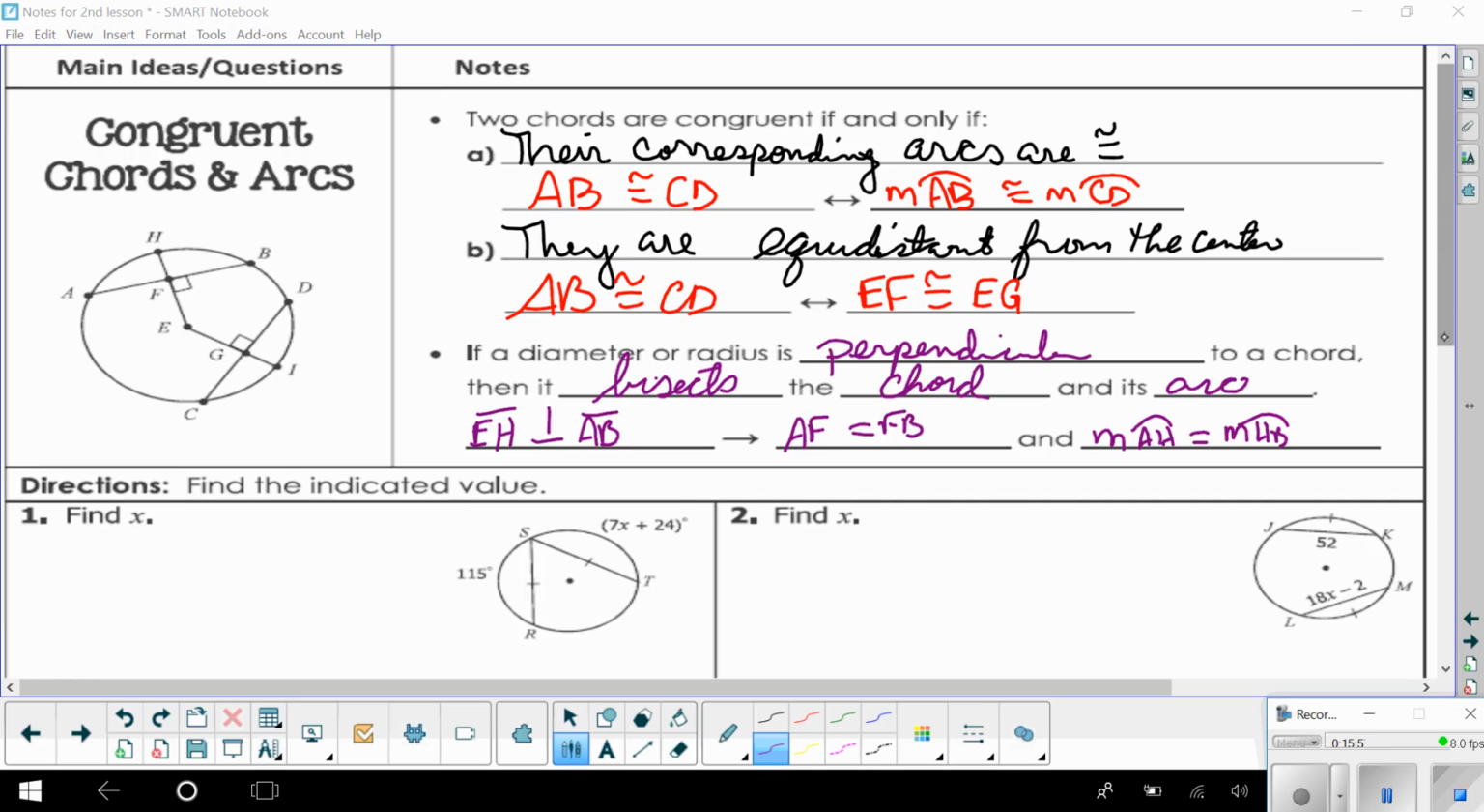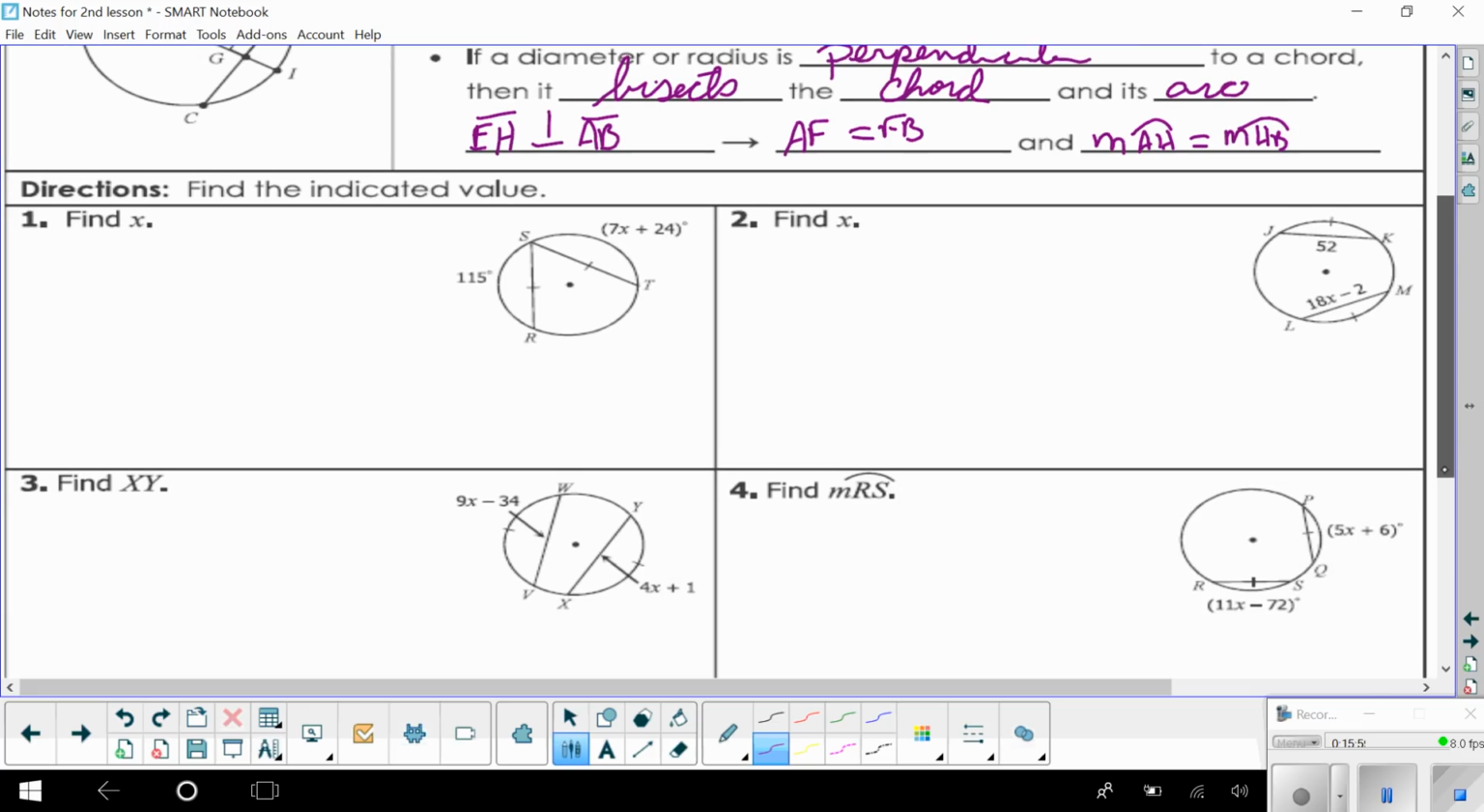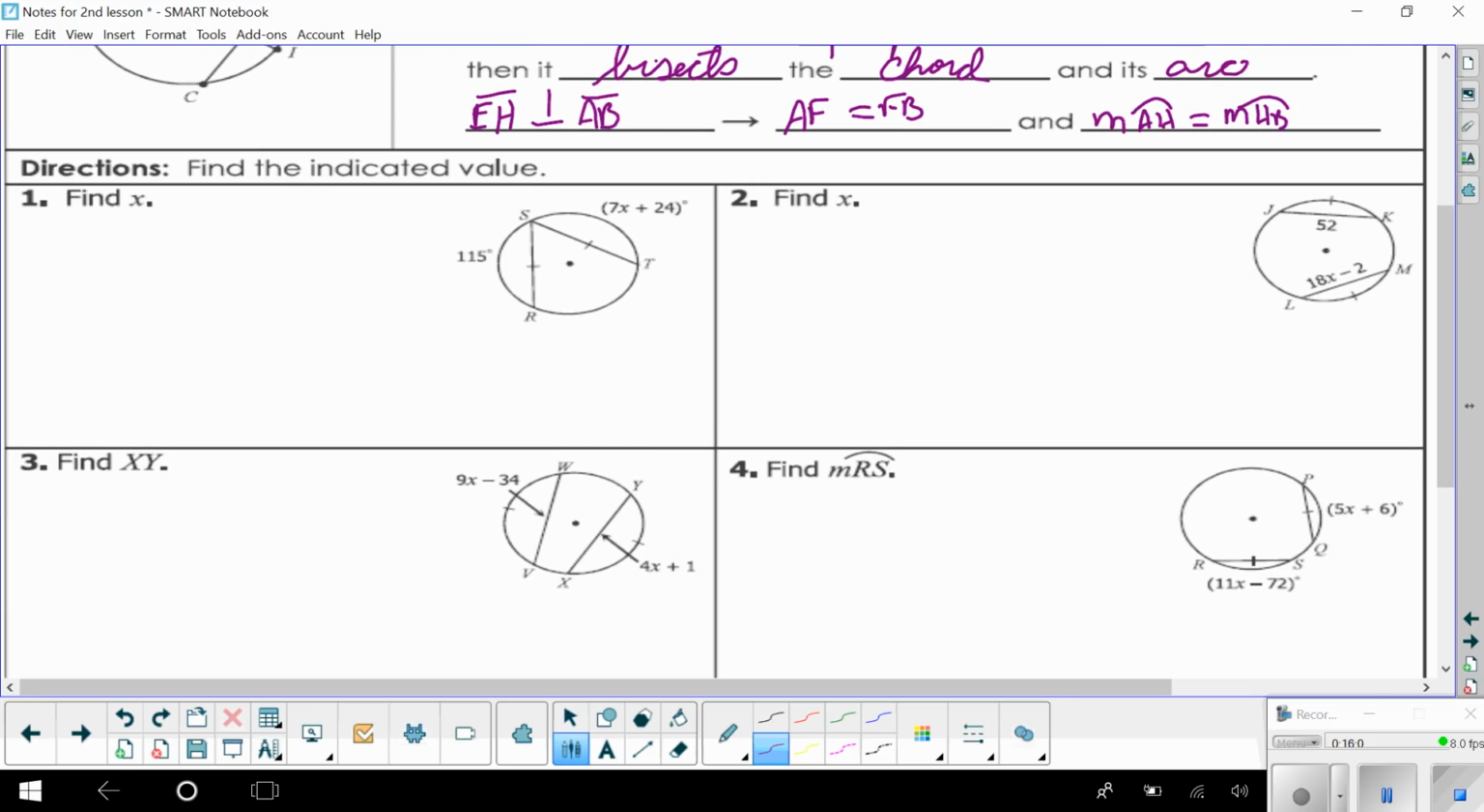All right, so with all of that, let's look at number 1. Knowing that these markings tell us that the chords are congruent, we can then just do this. Because the chords are congruent, the arcs are congruent. We solve down, we get x equals 13.